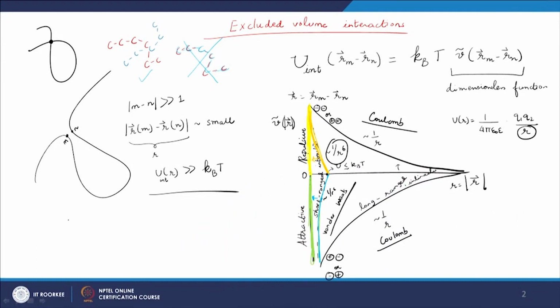Okay. So, as I have already said, this V can be approximated to be a delta function, where this function is not equal to 0 for R_m equal to R_n and is equal to 0 otherwise.